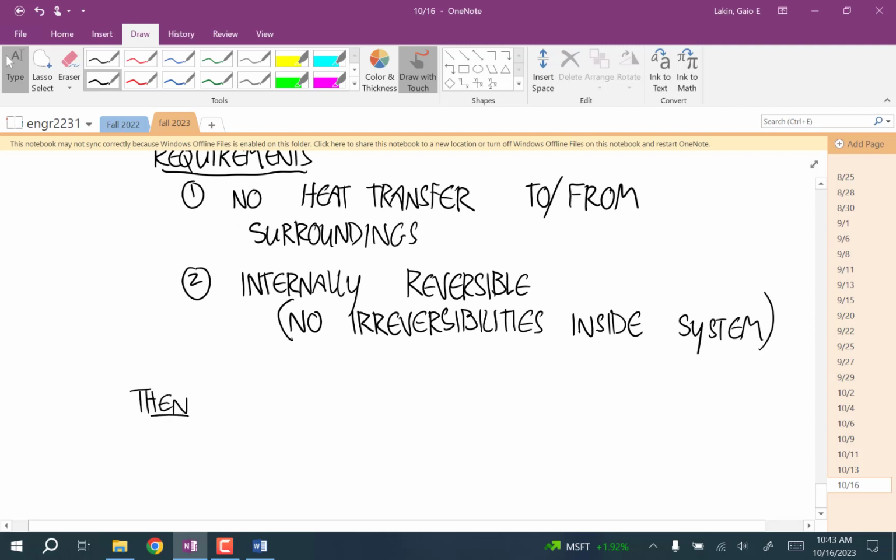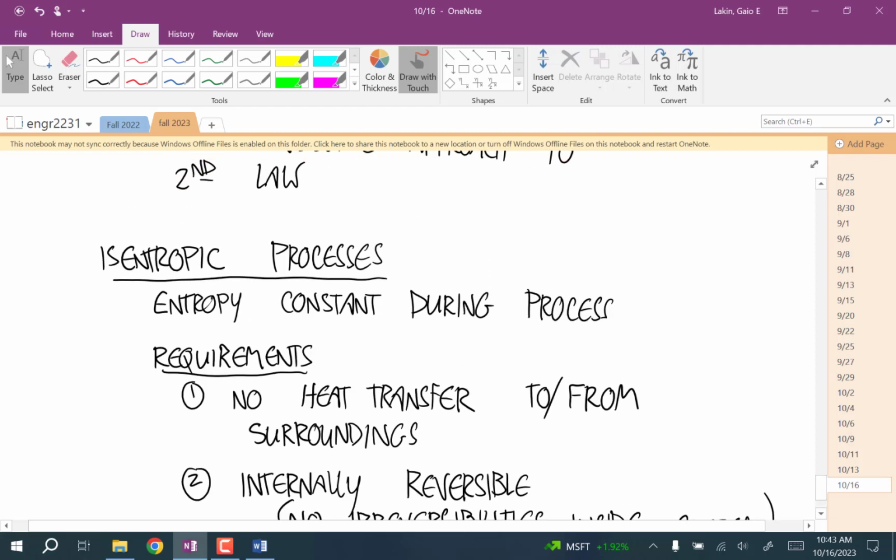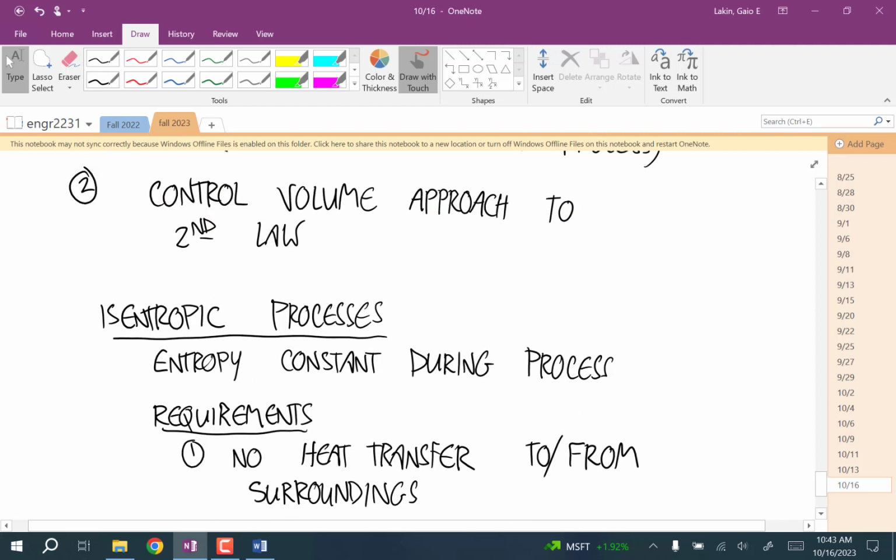then, oh, and I didn't say this, but this is only applicable to ideal gases. And we'll see why that is.